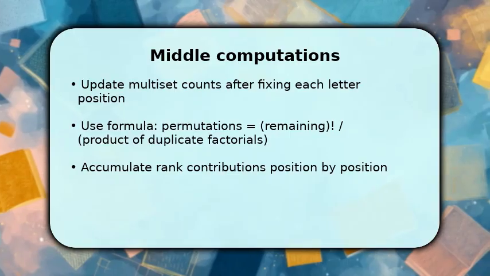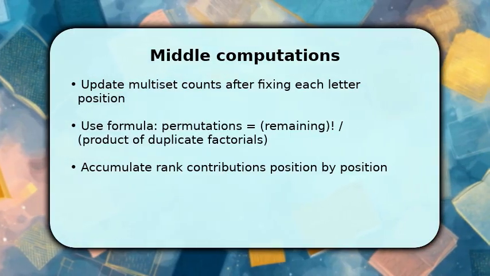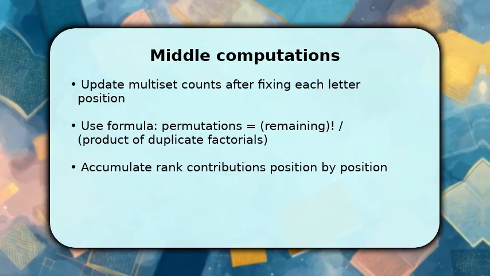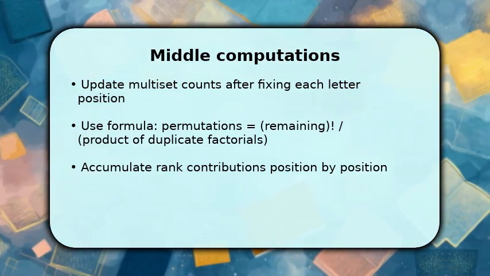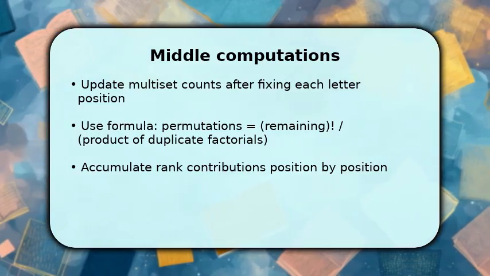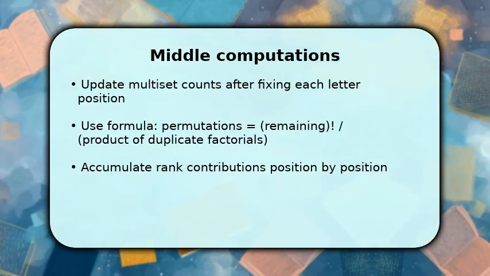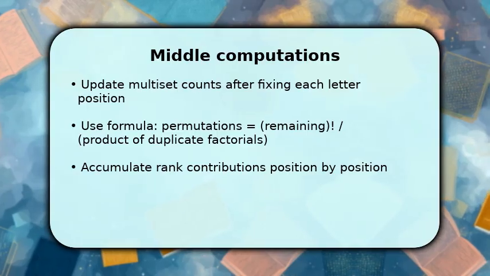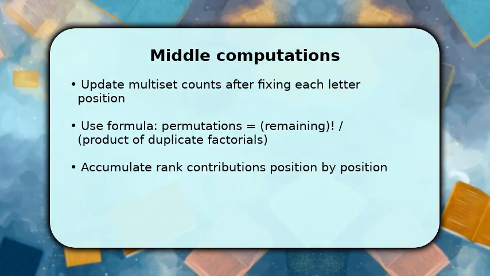You continue by iterating through each position in the word and updating counts immediately after choosing a letter to fix. For each position, count smaller unused letters, and for each candidate, compute permutations of the remaining letters using the factorial formula adjusted by duplicate counts. Add those numbers to your running total. This gives partial rank. Once you finish a position, decrement the multiset count for the actual letter and move on.